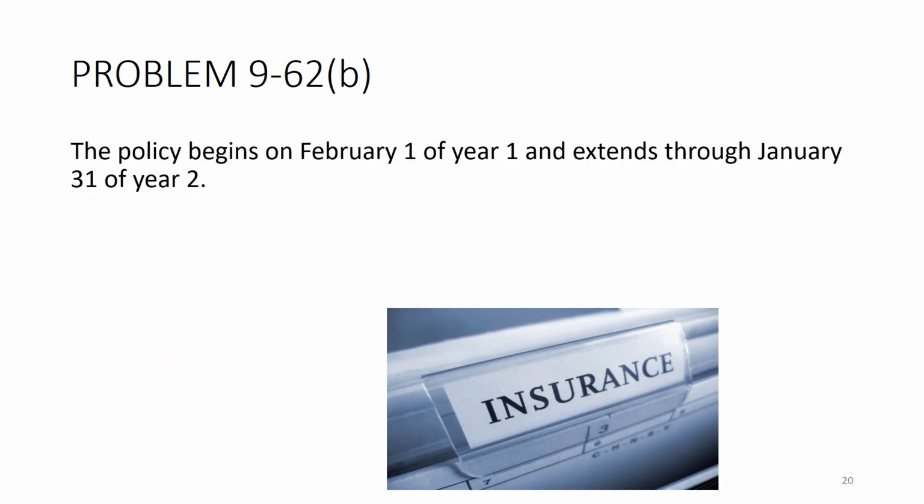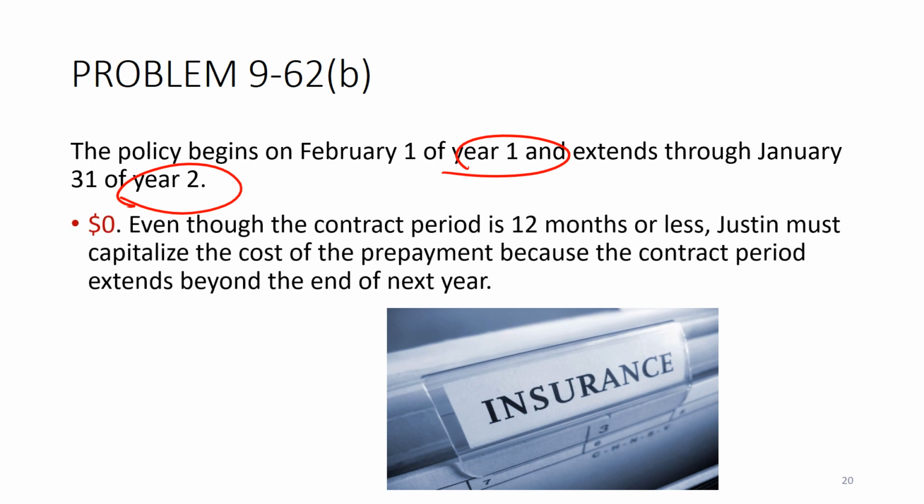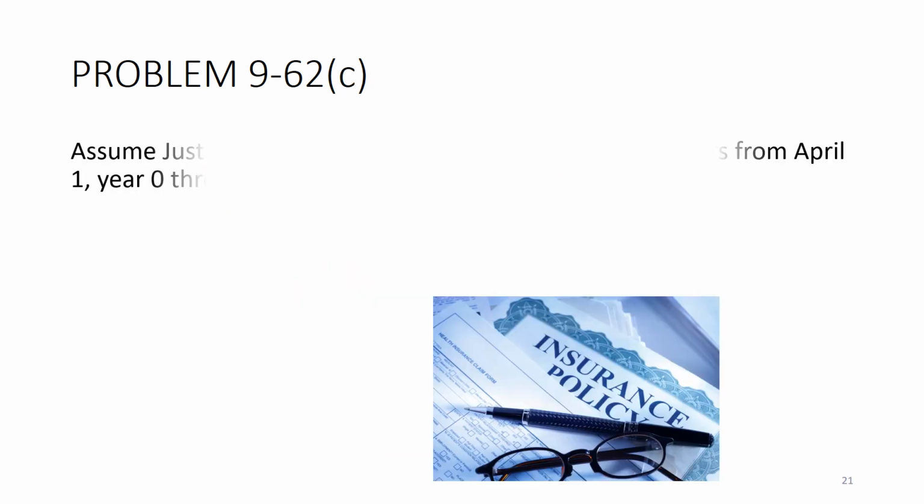Now we're told that the policy actually is going to begin in year 1 and it's going to extend into year 2. So we're going to fail the 12-month rule because it's going to extend beyond the end of the next year. It is a 12-month contract, but it is beyond the end of the next year, so no deduction.